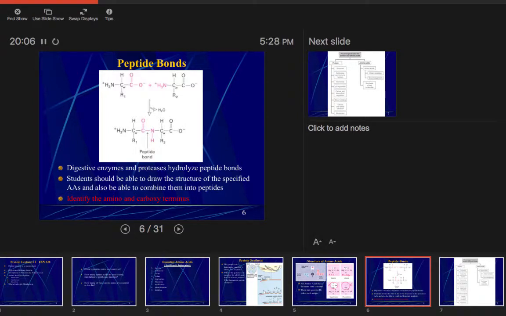So digestive enzymes and proteases that break that peptide bond a lot of times use water as the electron source. They'll hold on to a water molecule and add it to that peptide bond. So you should be able to draw the ones I mentioned, then identify the amino and carboxy terminus, right? We know this is the amino terminus, carboxy terminus here. Good, and don't forget the water when you combine them. I'll say account for all atoms, so you've got to show that the water comes off.